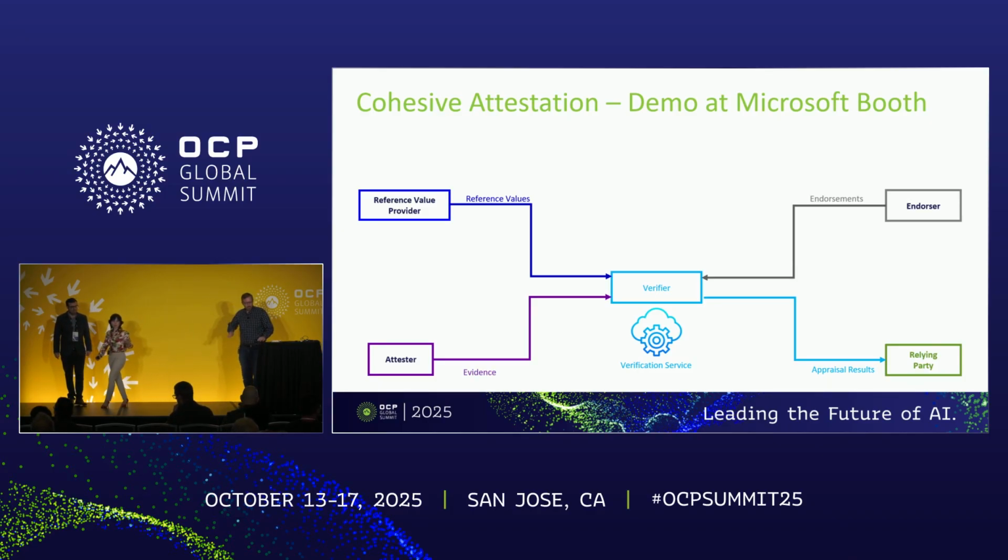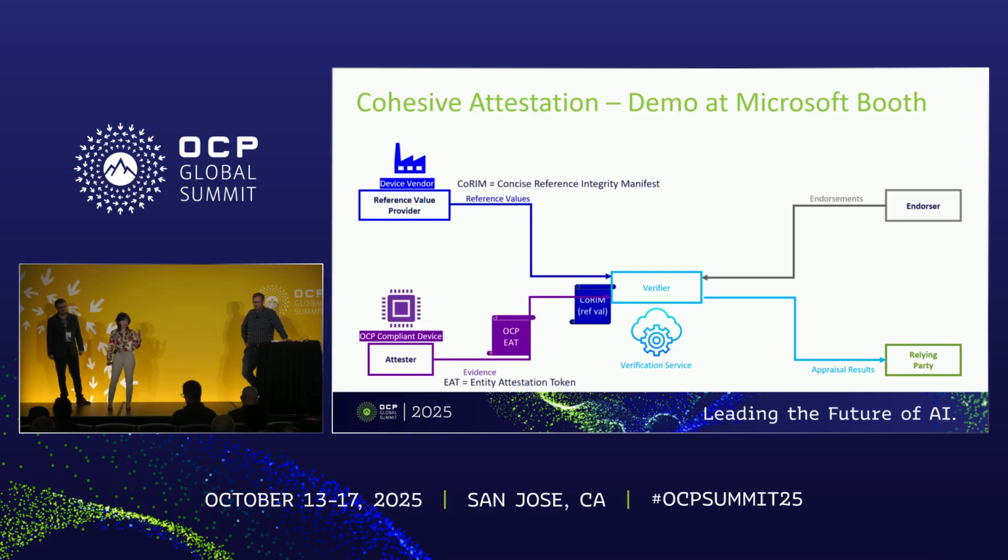Just to wrap up, we do have actually a coercive attestation demo at the Microsoft booth. If you guys are interested to join, that would be great. We are showing, as the end result, the whole thing bound together. We do have the evidence from the attester, and that evidence from the attester would come in OCP EAT format, and we do have the quorum for the reference and evidence that we can actually match our evidence to, to make sure that the measurement we are getting from the OCP EAT actually matches with what silicon vendors and SoC vendors already put together.